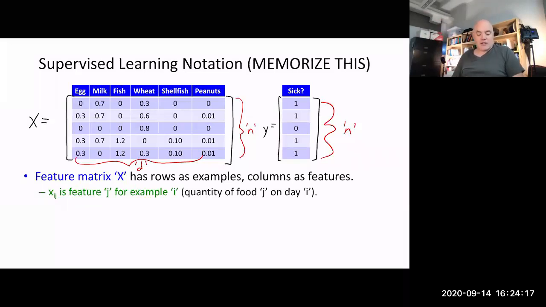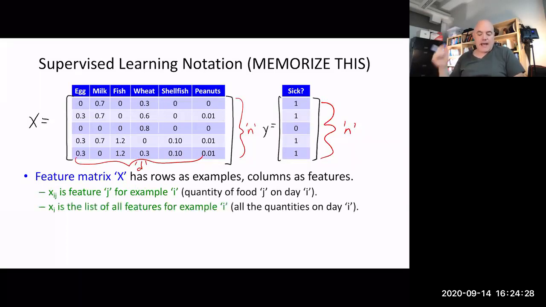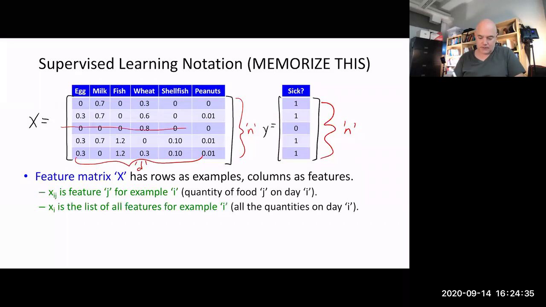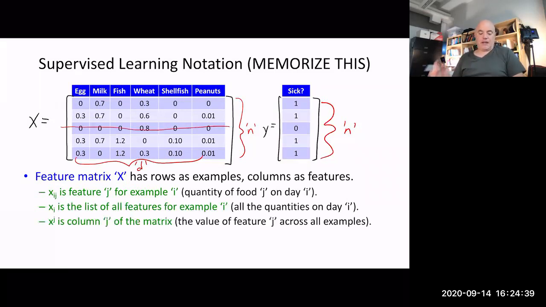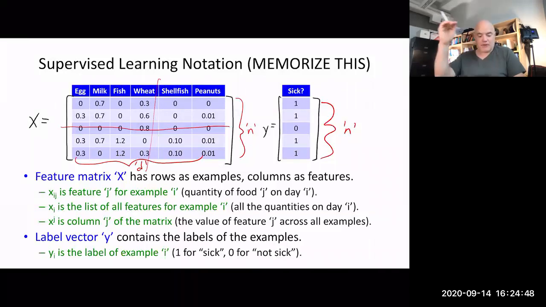The subscript ij, when we see subscripts, ij is feature j for example i. This is a pretty standard matrix notation. So that would be the quantity of food j on day i. Xi is the list of all features for example i. So you pick a particular example, and we'll do this in the next slide, but you pick a particular example, i equals 3. Those are the features for example 3. X superscript j is the column j of the matrix. This is the value of the feature j across all examples. So, j equals 4, that's wheat. That would be X superscript j.